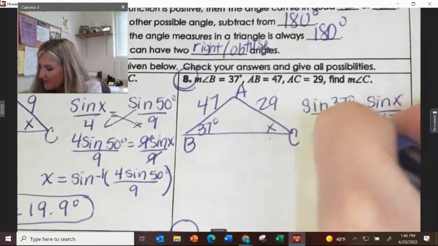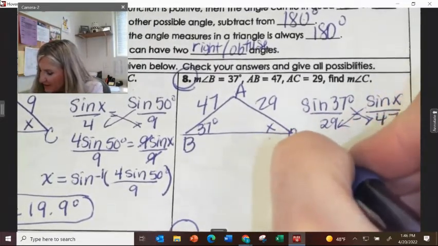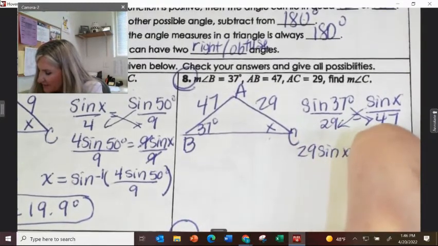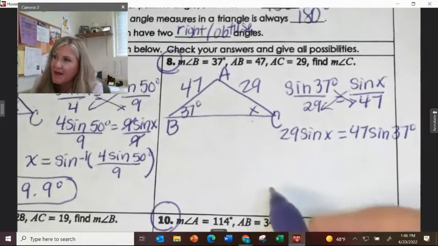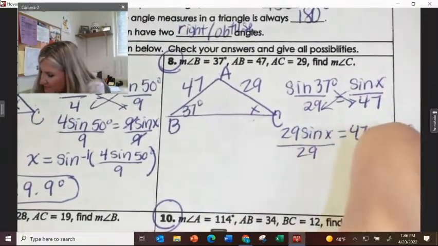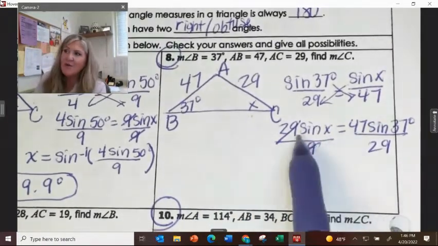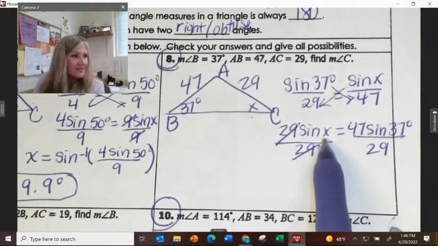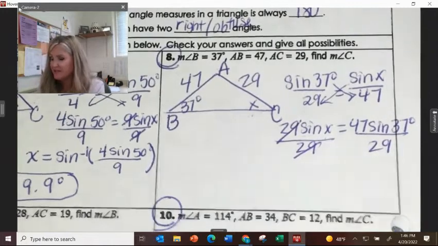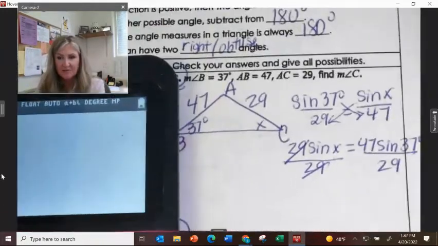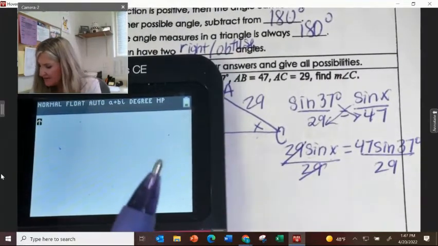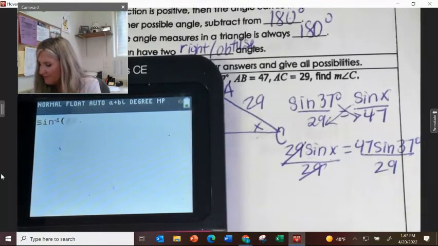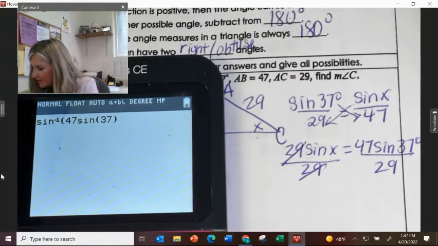Now, I'm going to do this one a little bit faster in that I'm going to do 29 sine x equals 47 sine 37 degrees. I now have to divide by 29. And how do I now type this in to be able to find that angle x? Second sine of whatever this is. Let's do it all in one step. Save ourselves some time. So we're going to type this in. Second sine, because we're looking for an angle, of 47 sine 37. Close your parentheses. Oh, yeah, that's right. Another parenthesis is needed. Divided by, nope, not yet, guys.